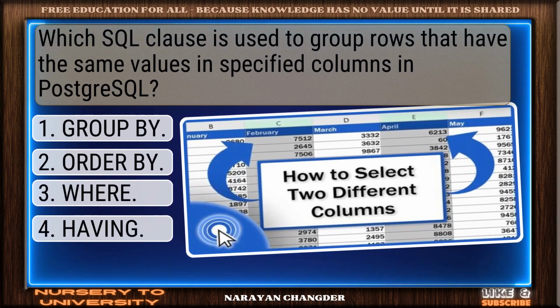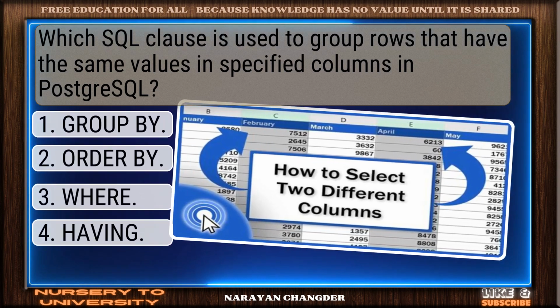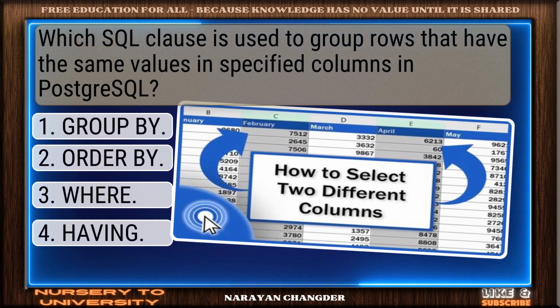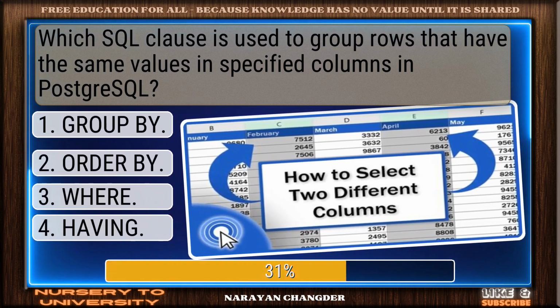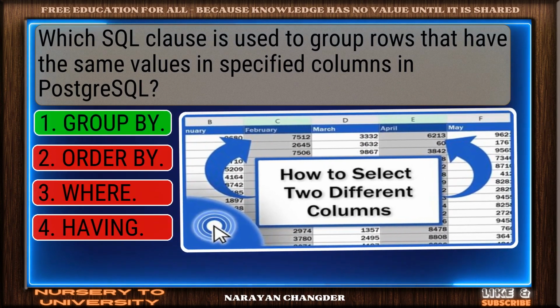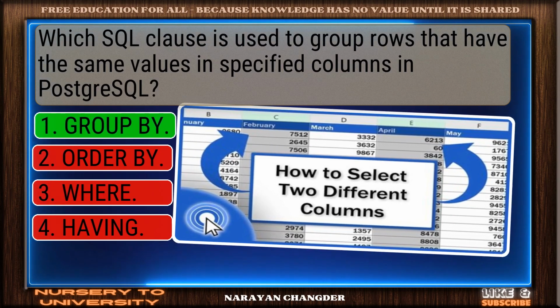Question number 9. Which SQL clause is used to group rows that have the same values in specified columns in Postgres? Correct response. Group by is the most accurate answer.